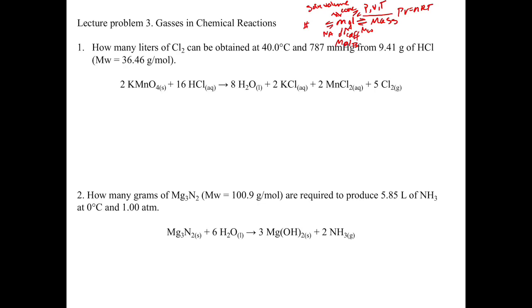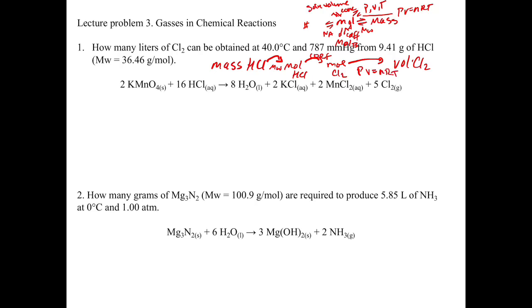In question number 1, it asks us, how many liters of Cl2 can be obtained, and it gives us a temperature and a pressure, for the reaction, from 9.41 grams of HCl. So we have a mass of HCl, which we're going to start with, and it wants to know the volume of Cl2 that can be produced. From mass, we can get to moles of HCl using the molecular weight. To get from moles of HCl to moles of Cl2, we can use the coefficients. And then finally, we can go to volume using PV equals nRT.